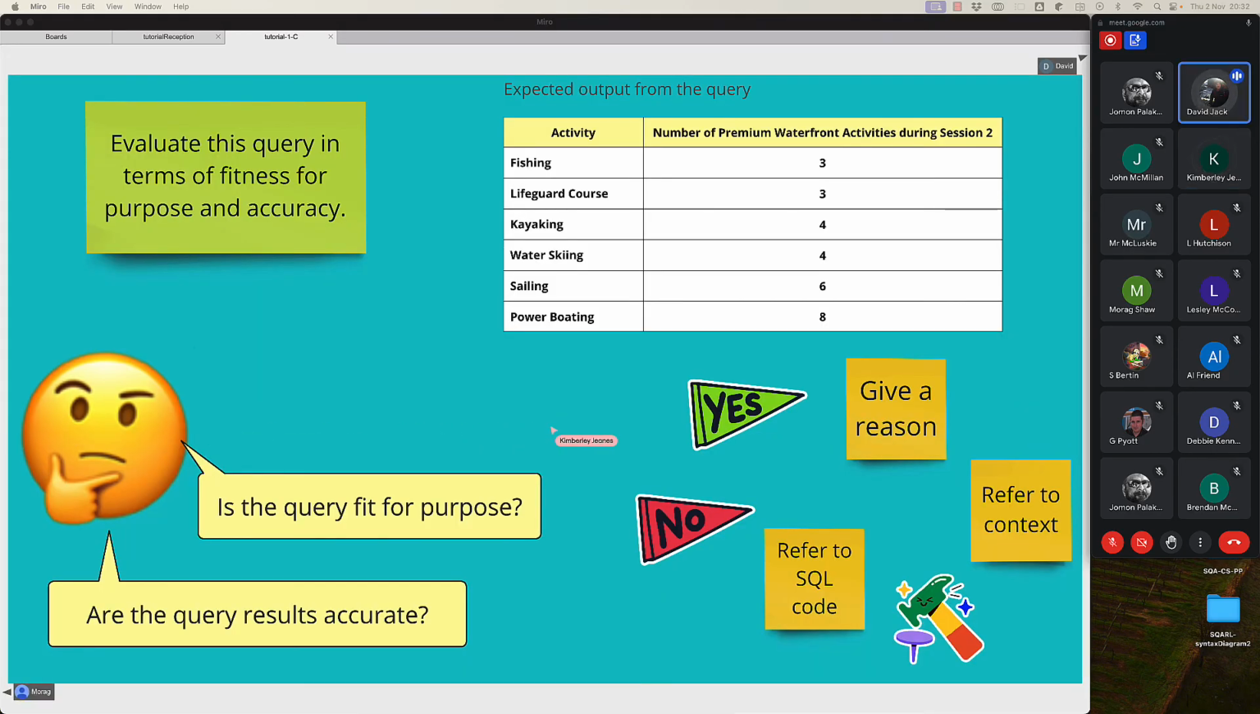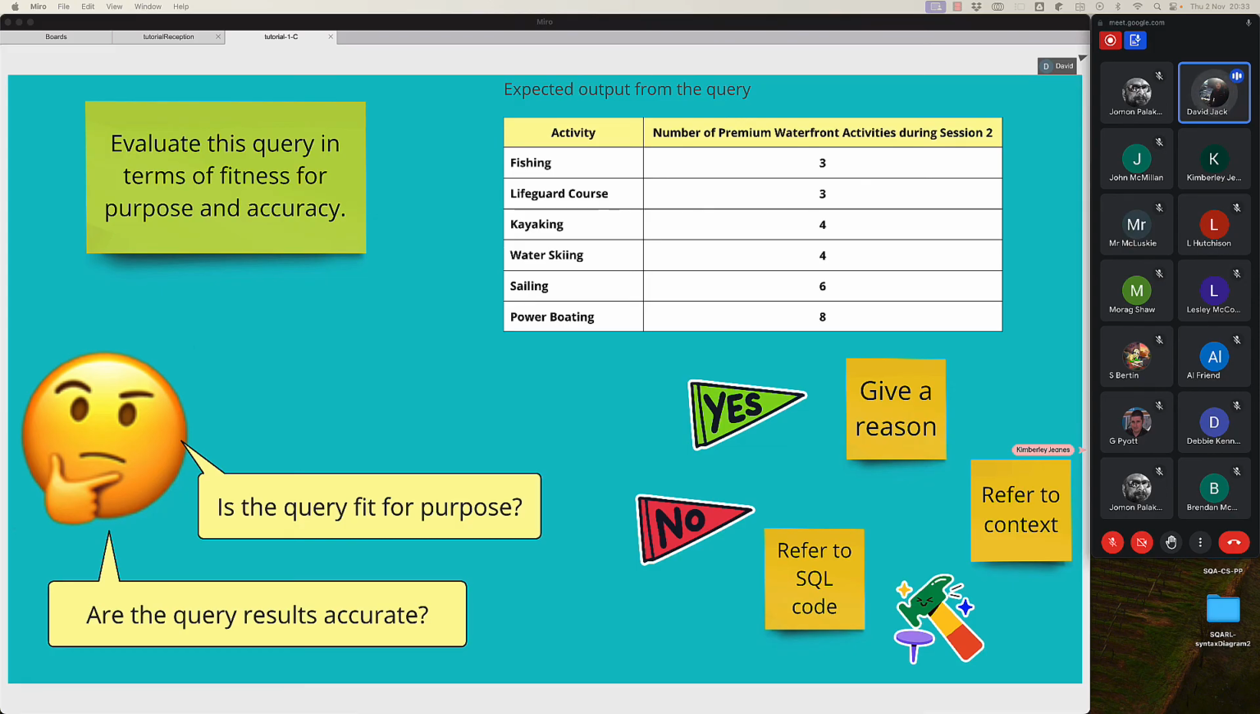Okay, hopefully not. Anyway, so earlier we said that at Higher and National 5 levels, pupils are expected to evaluate a query in terms of its fitness for purpose and its accuracy. That's right. So I think we need to deal with them one at a time because they're two different things. Yeah. So first of all, we must decide whether we think this query is fit for purpose. And a query is fit for purpose if it meets all of its requirements? Yeah. Okay. So have a look at this query here.